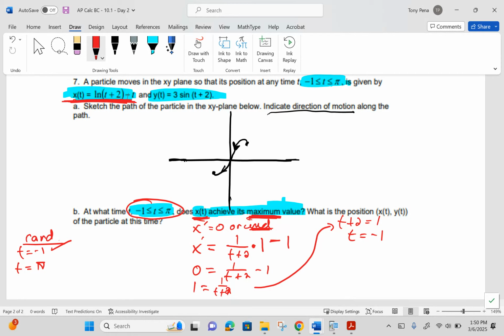All right, so what we would then do when we were doing these, let's set up our sign chart, starting at -1 to pi. And again, -1 satisfies both the idea that it's an endpoint.